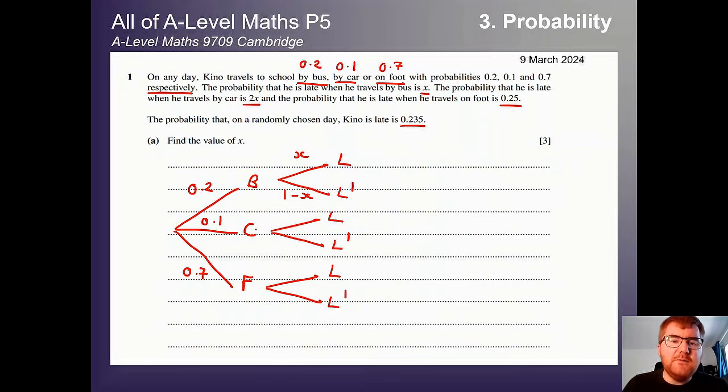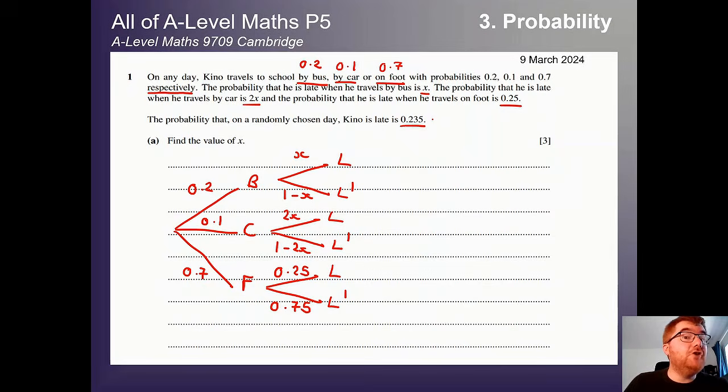Exactly the same idea with the car. So probability that he is late when traveling by car is 2x. Therefore, not late is going to be 1 minus 2x. Again, those two have to add up to 1. The last one here, we have 0.25. When traveling by foot, the probability is late is 0.25. Therefore, probability of not late will be 0.75. And the probability that on a randomly chosen day, Kino is late is 0.235.